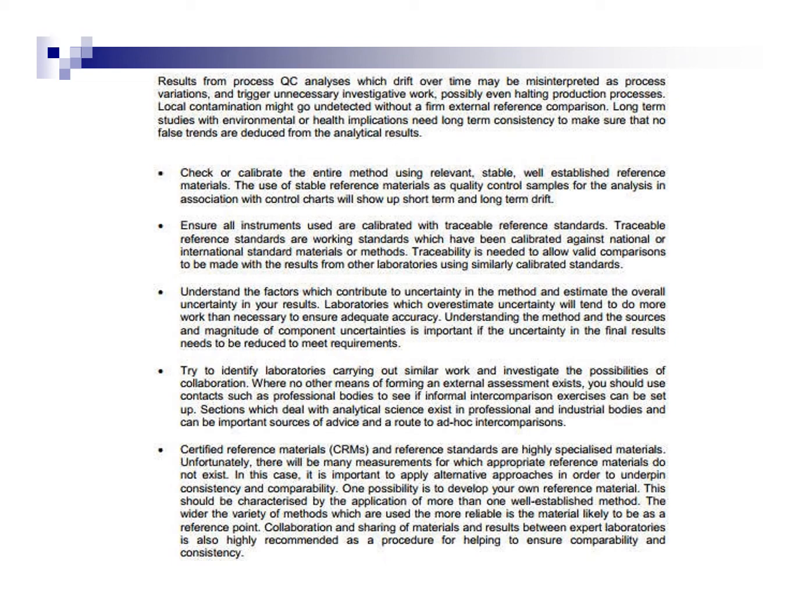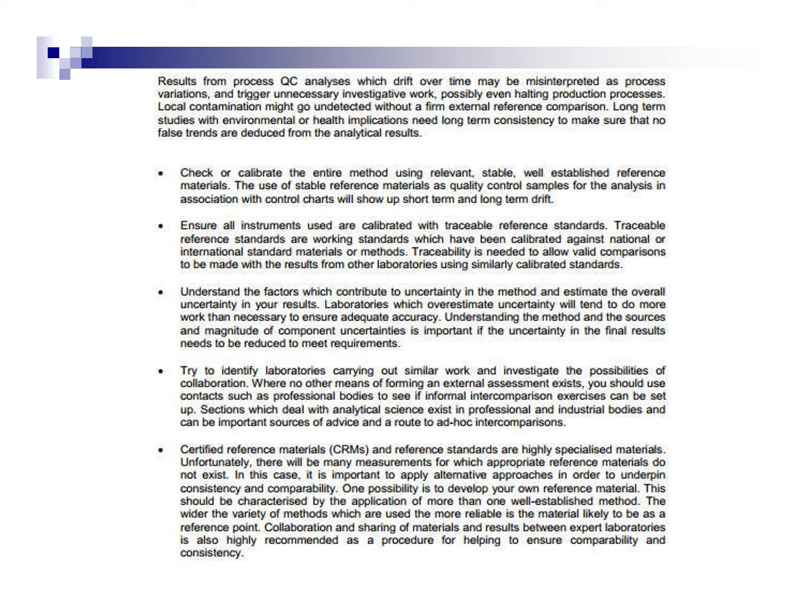So that's why the agreement should be the same. As for principle number 5, the long-term consistency, to make sure no false trends are deduced from the analytical results, in order to make sure of consistency throughout, for the long term. So what we can do is check or calibrate the entire method using relevant, stable and well established reference material. When we talk about reference material, we are actually referring to a certified reference material.